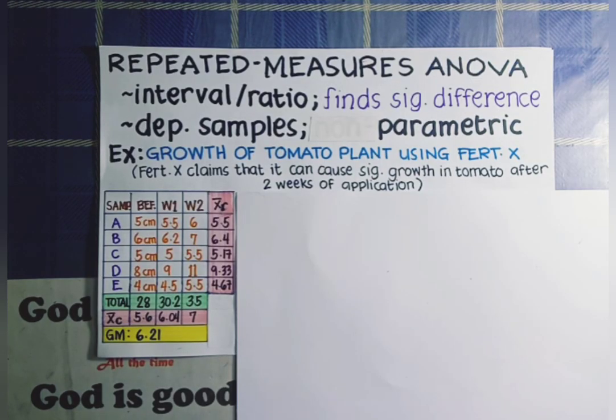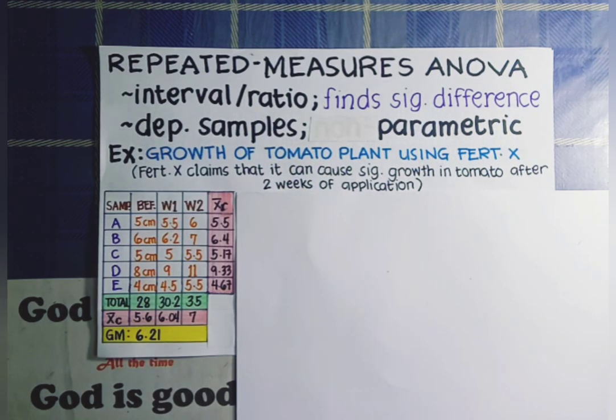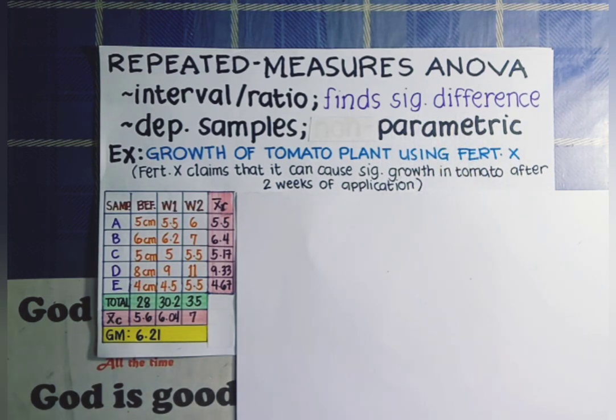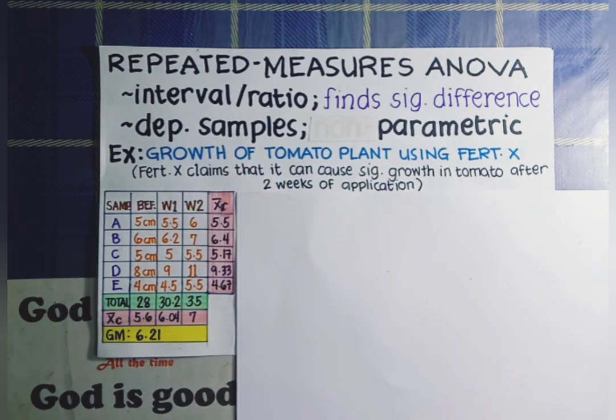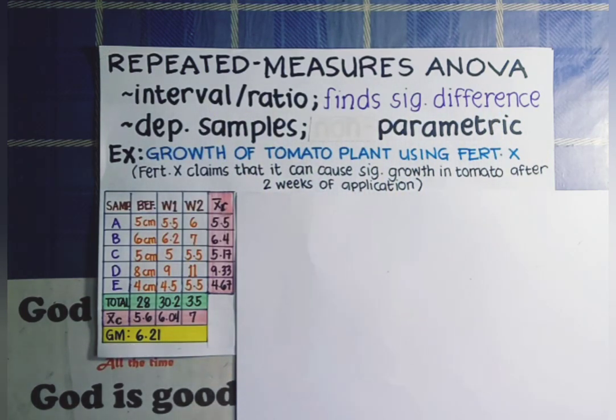Hi, good day. So for today, we are going to talk about the repeated measures ANOVA or repeated measures F-test. Repeated measures ANOVA is one of the ways we can find the significant difference between three or more sets of data that came from dependent samples. Repeated measures ANOVA can only be used if the data that we have are normally distributed, and therefore repeated measures ANOVA is a type of parametric test.